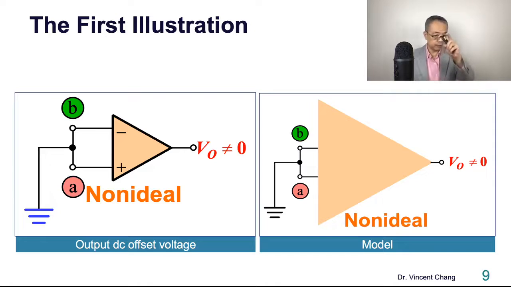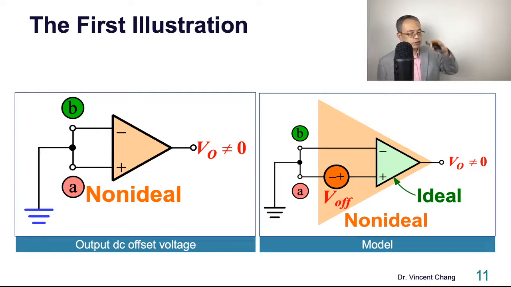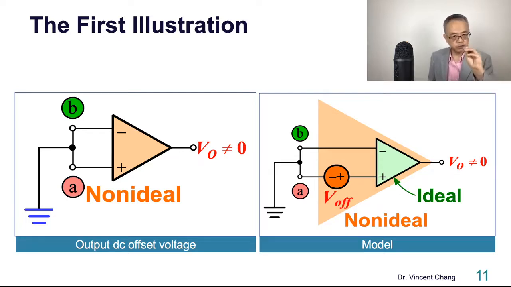Then the model says, let's assume a non-ideal operational amplifier. A real amplifier is composed of an ideal operational amplifier plus an extra voltage generator, an extra voltage source. And that voltage source is called the input offset voltage. So picture this in your mind. You can close your eyes and picture this in your mind.